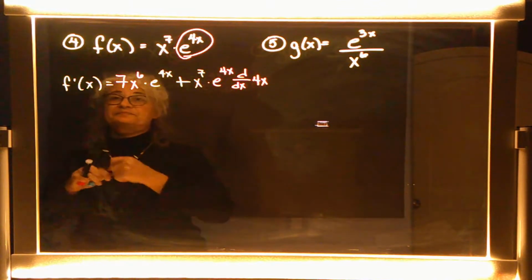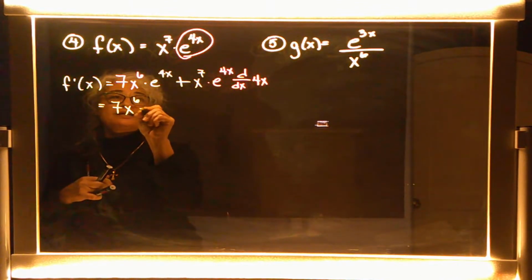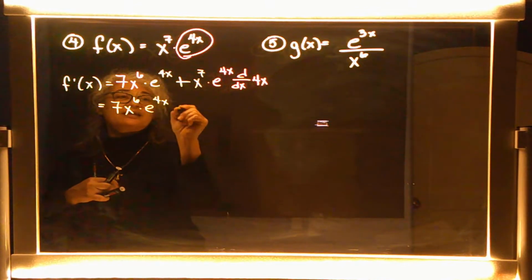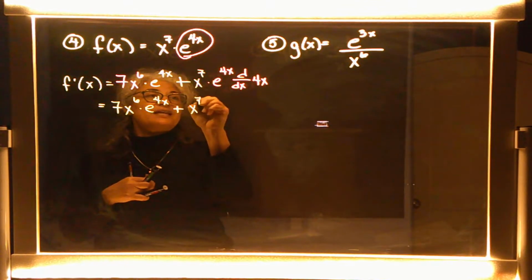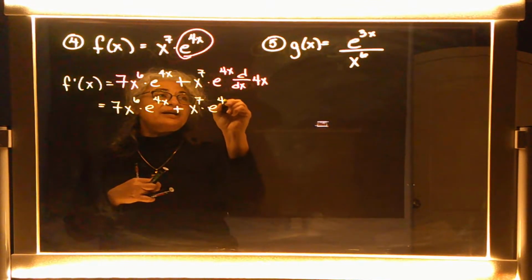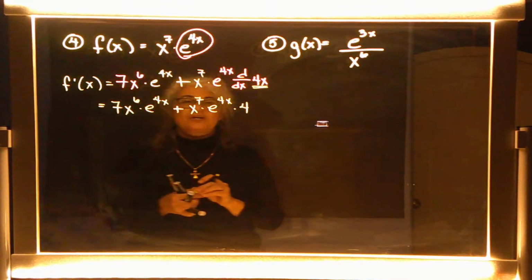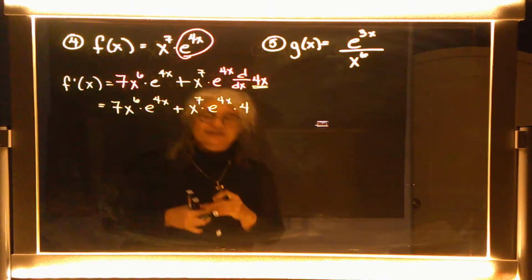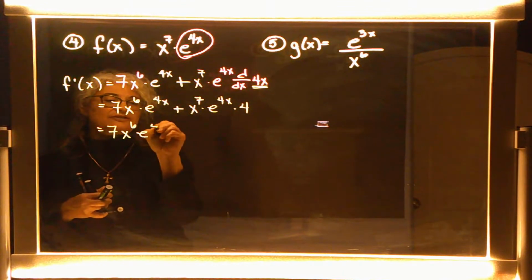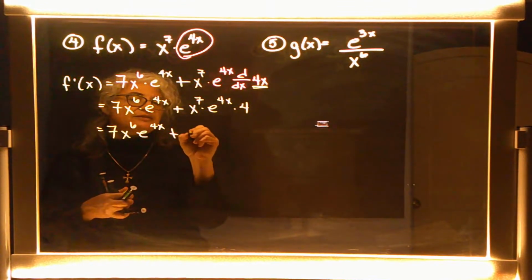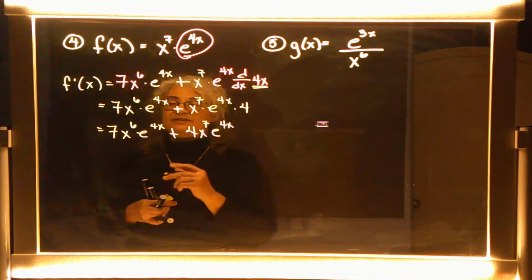So, this is 7x to the power of 6 times e to the 4x, and we're adding to it, good, x to the power of 7 times e to the 4x times 4, because that's a 4, isn't it? All right, now, we got to try to simplify this thing, don't we? So there's the 7, x to the power of 6, e to the 4x. Adding to it, yeah, I can write the 4 first. Okay, this is a lovely looking problem.